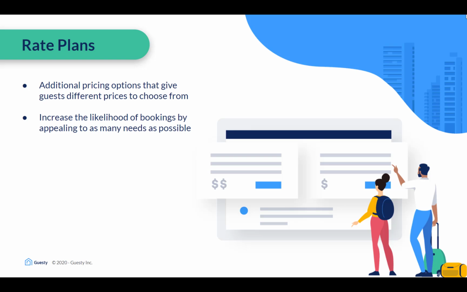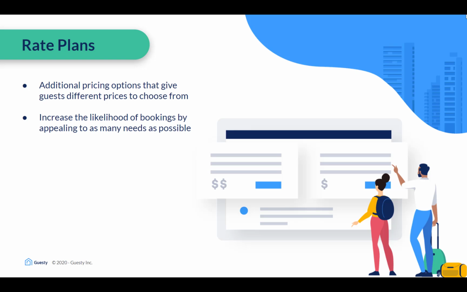Rate plans are what you use to increase the likelihood of bookings by offering additional pricing options for guests to choose from when they're considering a stay at your property. By creating multiple rate plan options for your properties, you will be appealing to as many audiences and preferences as possible, thus giving guests the ability to customize their stay to their liking. And by providing guests with more options to choose from, you can guarantee that one of those options is going to be the right one for them.